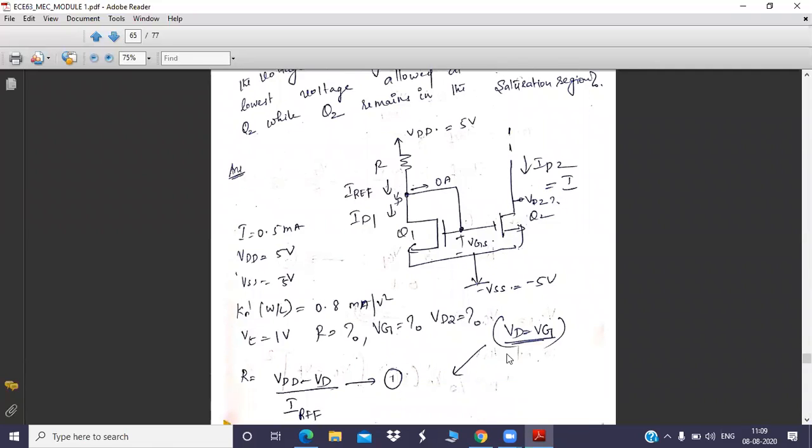So these are the given specifications, whatever I have written here. It is the threshold voltage, and you need to find three different parameters: one is R, second is VG, and third is VD2. VG is nothing but the gate voltage of Q1. It is going to be the same as the gate voltage of Q2. Why? Can anybody say why the gate voltage of Q1 is equal to the gate voltage of Q2?